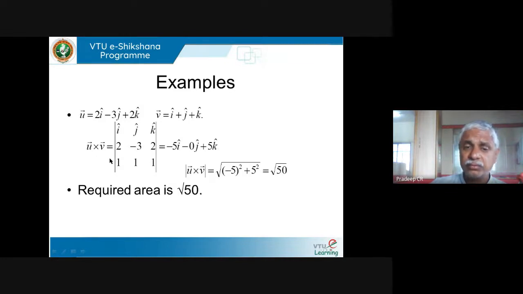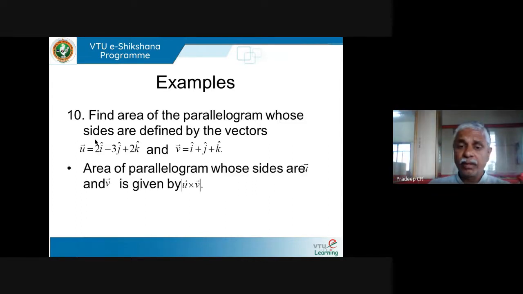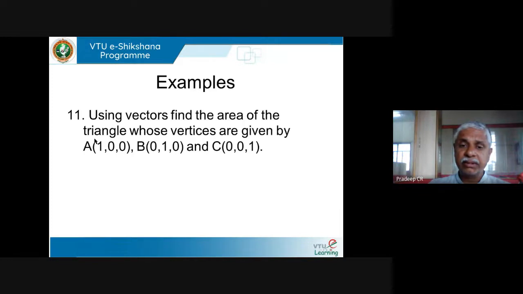So find u cross v by knowing u and v, and find its modulus. That itself is the answer. Square root of 50 is the answer here. I'm sure you can follow the numericals here. The idea is that if you are given two vectors and you want to find the area of the parallelogram defined by these two, just find their cross product and take its modulus. That's all. That's what has happened here.